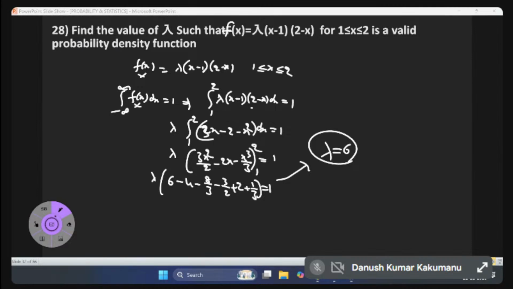Everyone understanding? What is the property we are using? Area under the PDF is equal to 1. What is the integral of 3x? 3x square by 2 minus 2x minus x cube by 3. Substitute upper limit and lower limit and simplify. No confusion? Anybody, confusions clear? All of you understood? Okay, very good.